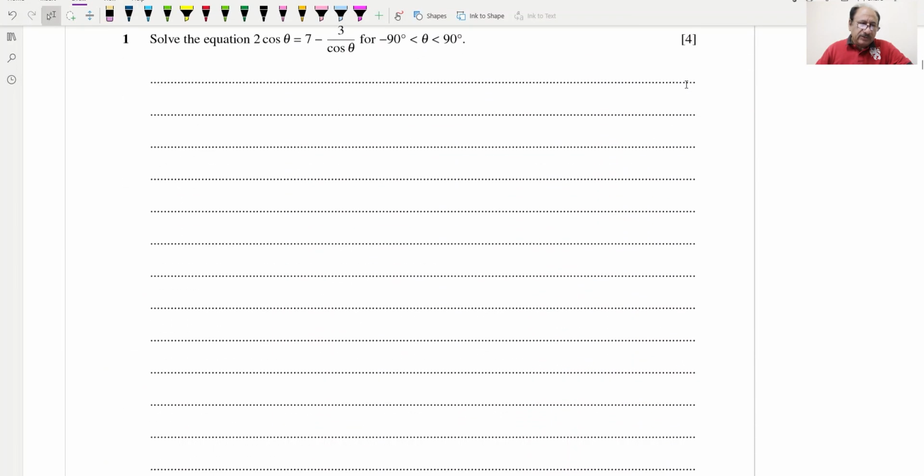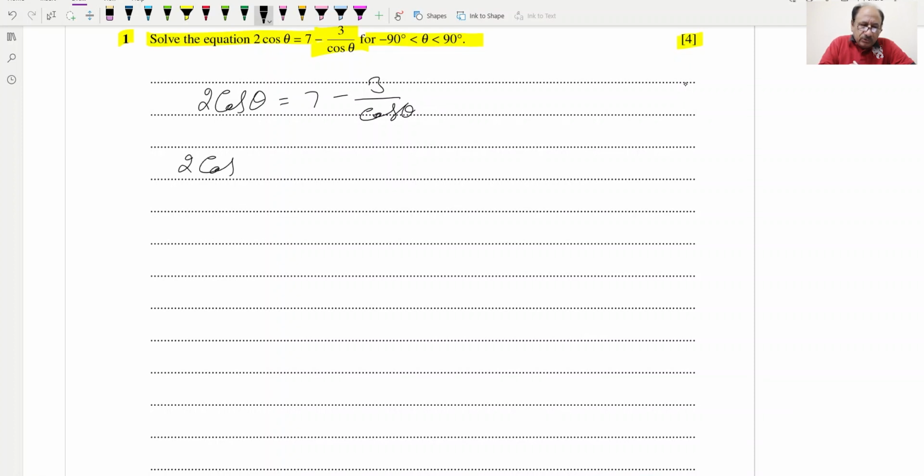Question number 1 says solve the equation 2 cos theta is equal to 7 minus 3 over cos theta, for theta varying from minus 90 to 90, and this is a 4 marks question. So 2 cos theta is equal to 7 minus 3 over cos theta. To get rid of this denominator we can multiply everything by cos theta.